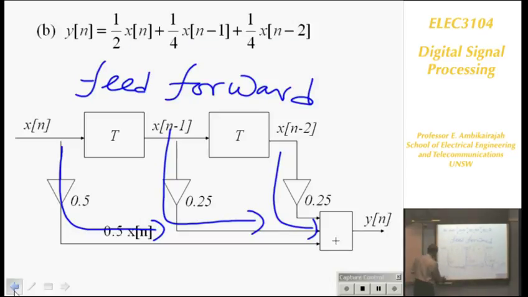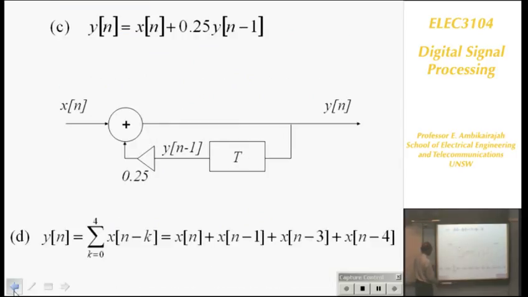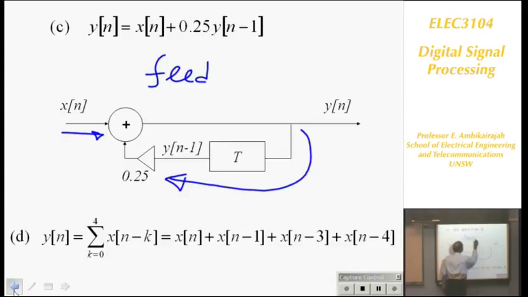If you go to the next one, you've got an input, and this is a feedback system. Why? The equation has got previous output. So output is here. Previous means delay it and bring it back in. So it's a feedback system, and the other one is a feed forward system. Okay? So you've got two types of systems available.